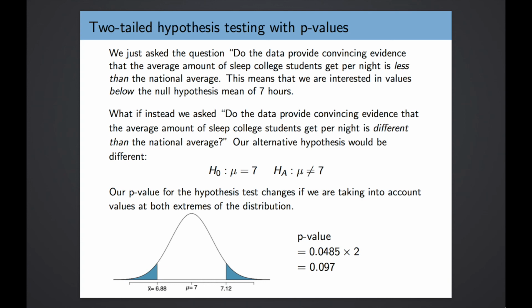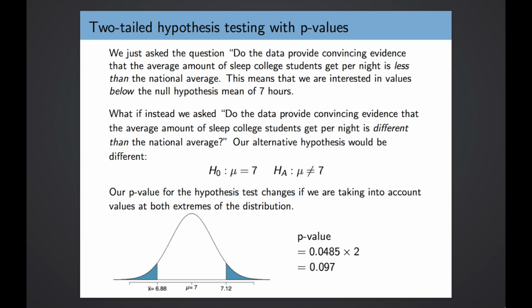So the research question that we were just examining asks whether college students get less than 7 hours of sleep per night. So we're asking particularly about the direction of the difference in what we find from the mean. So in this case, particularly less than 7. That's a one-tailed hypothesis test. If we changed the wording of our alternative hypothesis and instead we wanted to know whether the data provide evidence that college students get something other than 7 hours of sleep per night, whether they get less than 7 hours or more than 7 hours of sleep per night, then we're going to be doing a two-tailed hypothesis test.